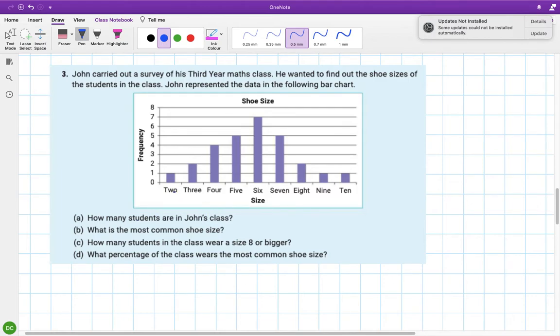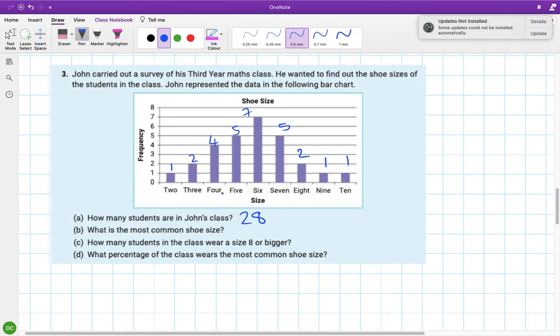So how many students are in his class? Okay, so this is 1 person, this is 2 people, that's 4, that's 5, that's 7, 5 again, 2, 1 and 1. Okay, so if we add them up, 17 up there, 17, 19, 20, 21, 25, 26, 27, 28. I think that is what's there in total. Yep. Sorry, just checking it again.